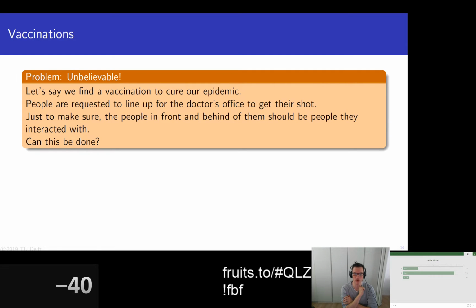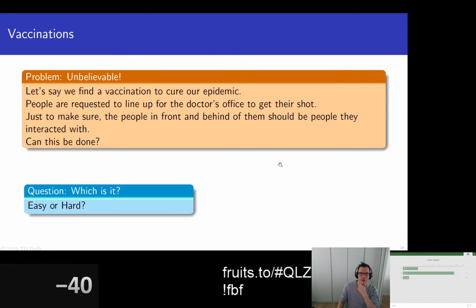My question is just a yes or no question, namely, can this be done? Can I order the people in such a way that they have interacted with the person in front and the person behind them? With the exception of the people at the front and the end, of course, who only need to have interacted with the one other person. Can it be done? Is it easy or is it hard?